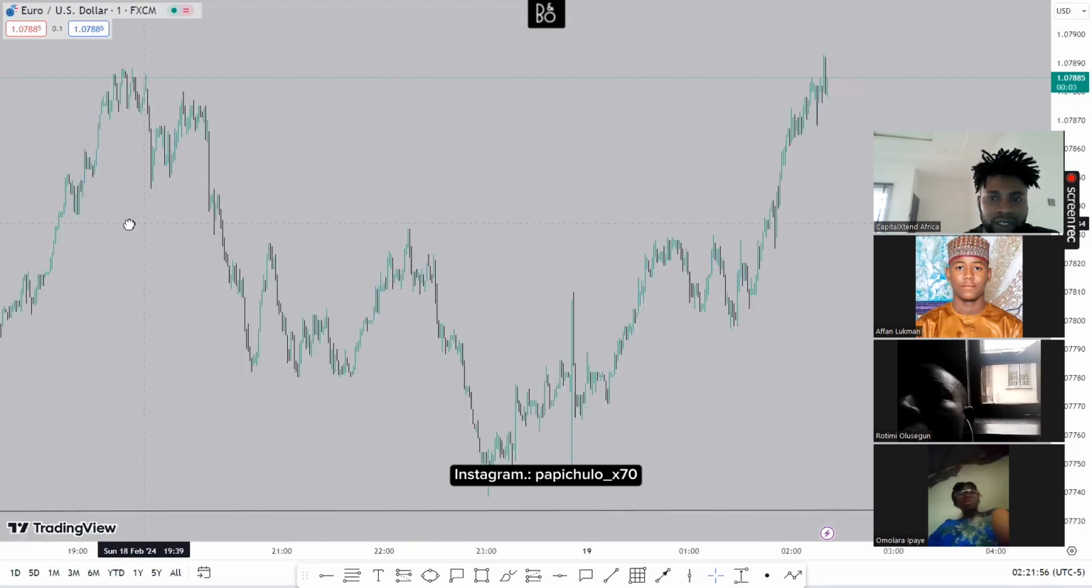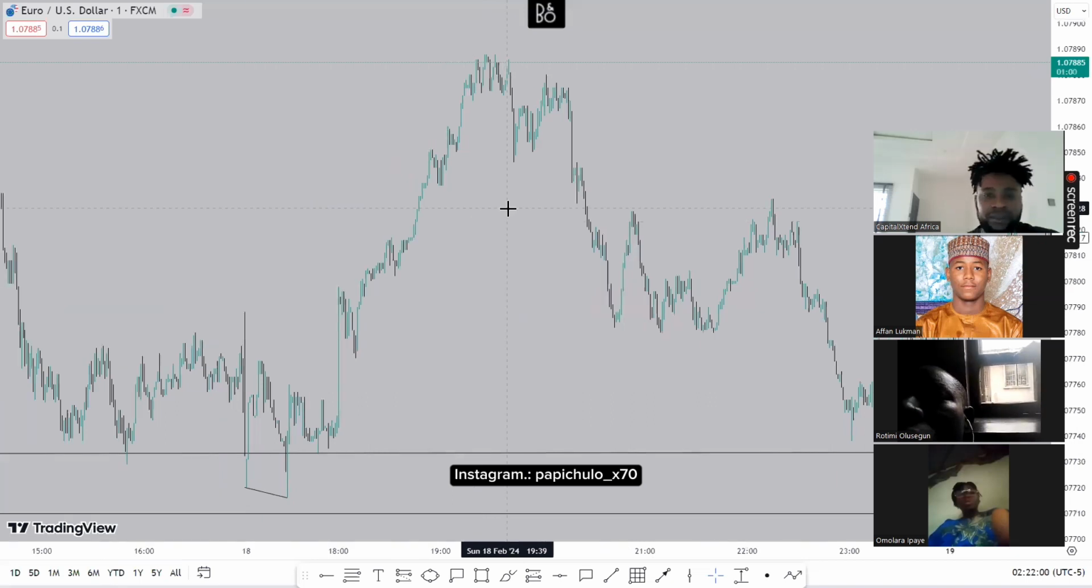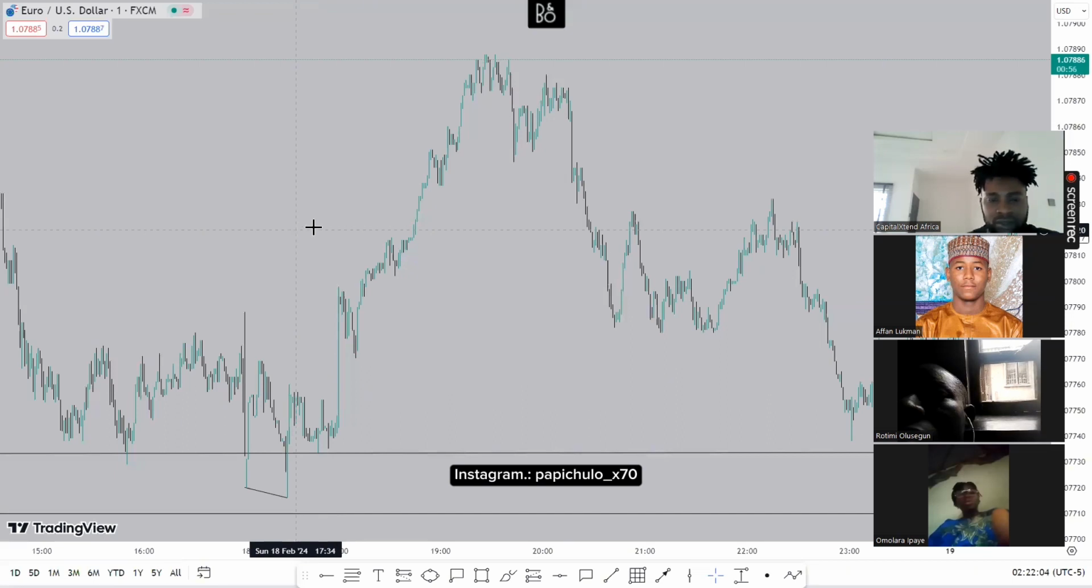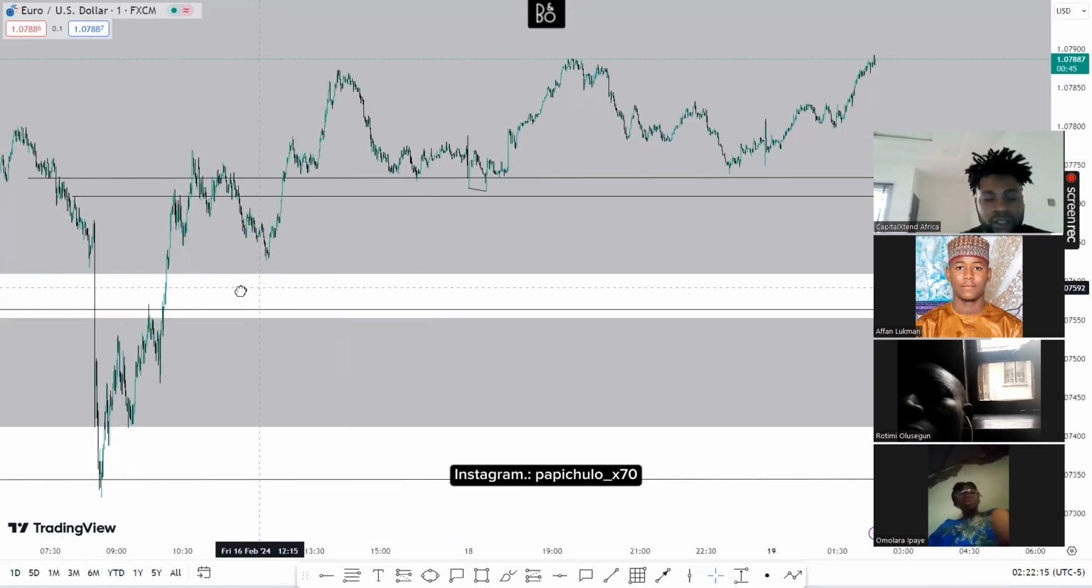And moreover, most of you will be sleeping by then. My time is in New York, and I saw this setup around 12 or 1. I purposely didn't want to take the trade.